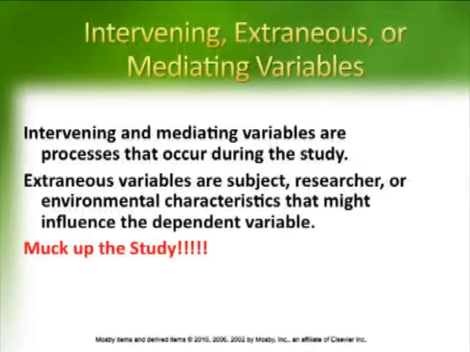Now, intervening and mediating variables are processes that occur during the study, such as if we were going to determine if self-monitoring of blood glucoses and maintaining tight control of glucose levels led to a reduction in hemoglobin A1Cs, the mediating variable may be social support. For example, parents giving positive reinforcement for self-care.